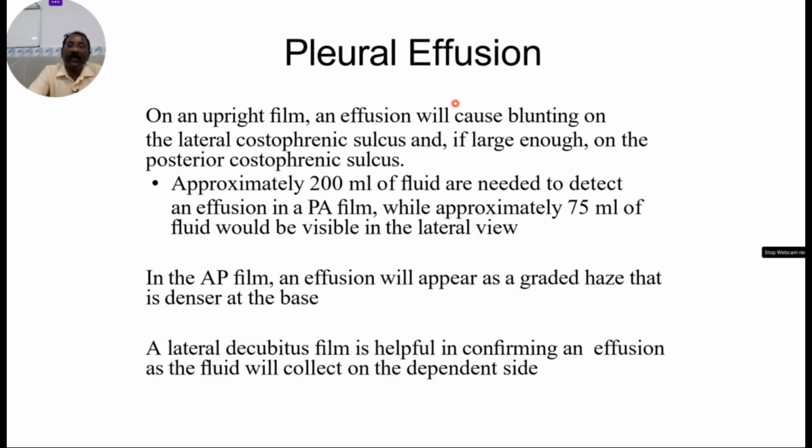Effusion will cause blunting of the lateral costophrenic sulcus, if large enough the posterior costophrenic sulcus. 200 ml of fluid is needed to detect an effusion in a PA film. So 200 ml is required to appreciate it in the PA film. Approximately 75 ml of fluid would be visible in the lateral view. So when you have less than 200 ml, it is not possible to see it in your PA view. So if your doubt for pleural effusion is still there, get a lateral view. Even 75 ml can be detected in the lateral film.